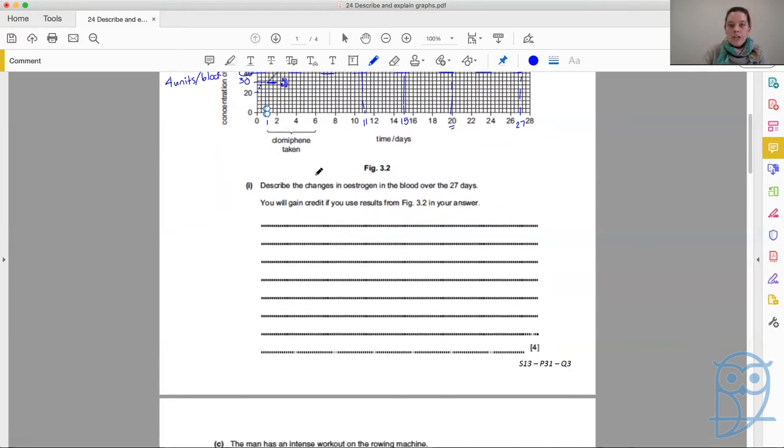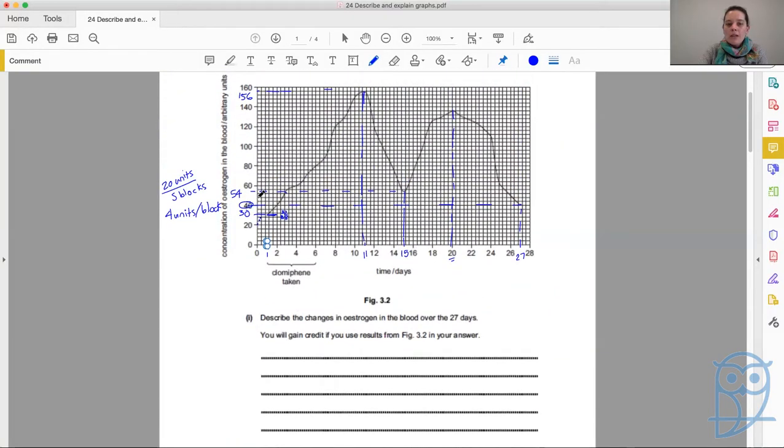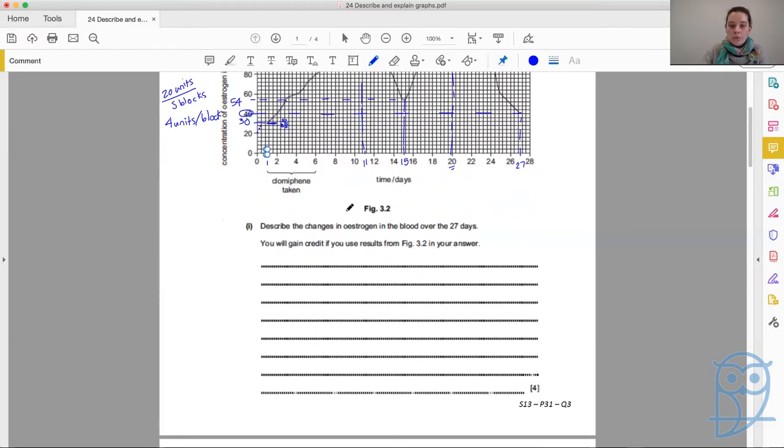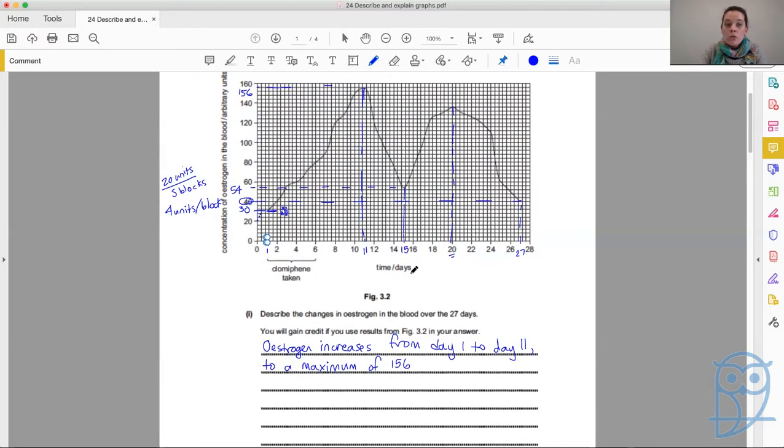So, this changes in estrogen. So do we care about where the start is? Not really, because we care about the change. So, estrogen increases from day 1 to day 11 to a maximum. Remember, we said maximums are nice. Of 156.